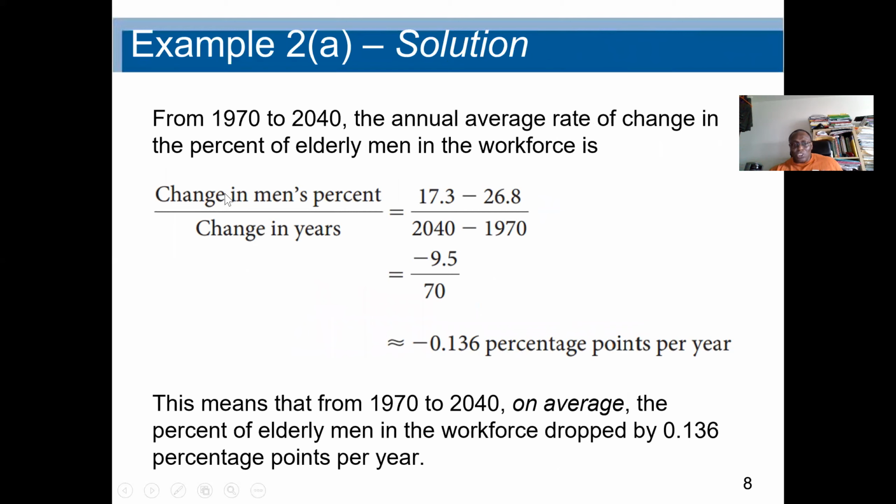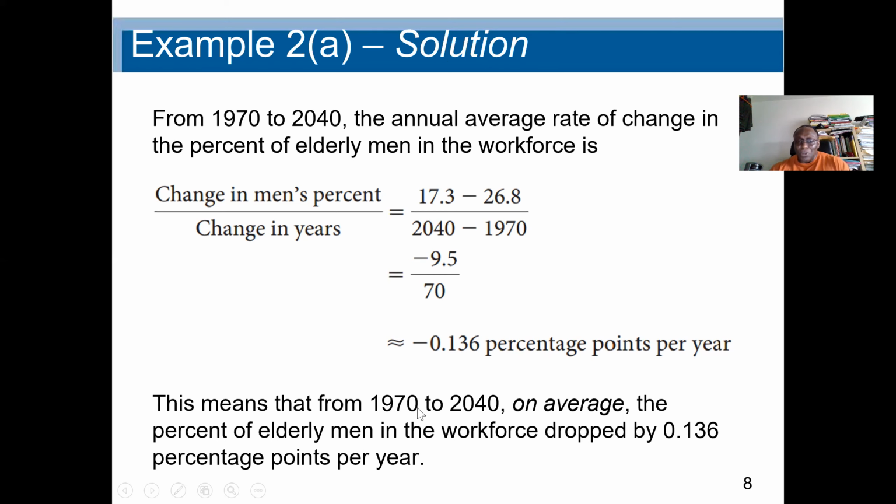So we are looking for the change in men's percent. As we said earlier, this will be a negative answer because 17.3 was in 2040 minus 26.8 in 1970. So finding the difference, we get negative 9.5 divided by 70. And that will give us negative 0.136. These values, 17.3 and 26.8, are given as percentages. So our answer will be negative 0.136 percentage points per year.